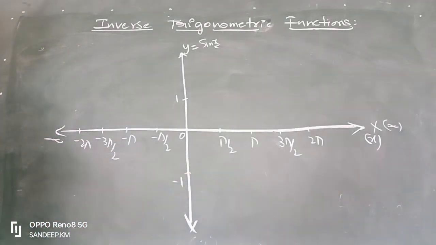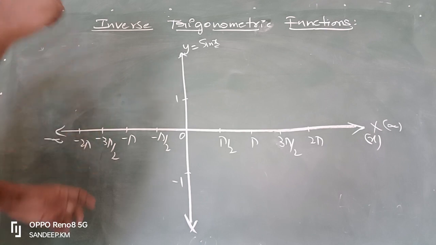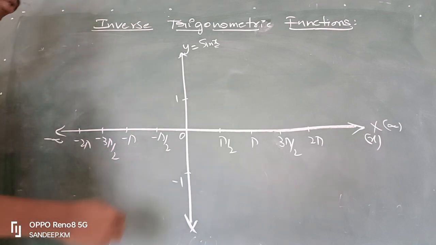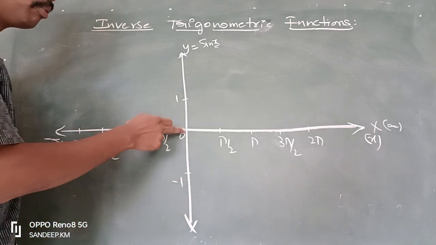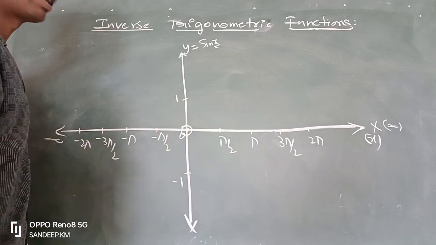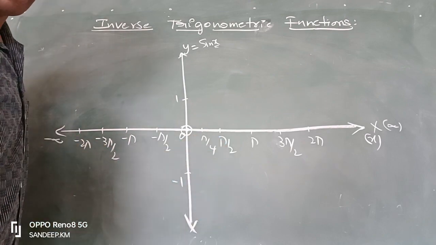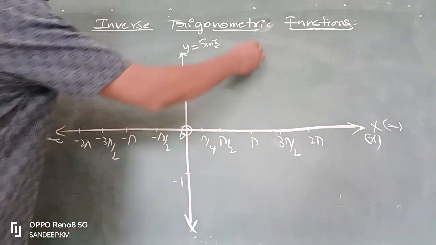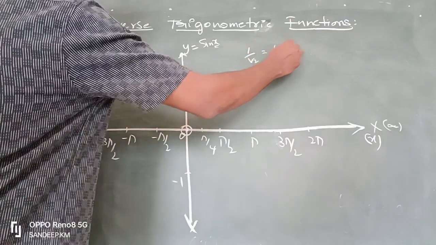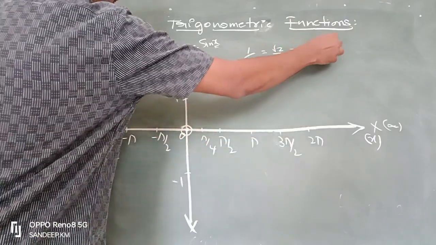Now if you draw the graph of sin x, it is important that you have proper basics in trigonometry to understand the chapter of inverse trigonometry. When the input is 0, the output is sin 0, which is 0. Next, when the input is 45 degrees, pi by 4, sin pi by 4 is 1 by root 2, which is root 2 by 2, that is 1.414 by 2, which is 0.707.